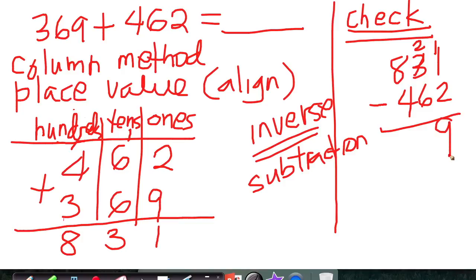Now again, you can't take away 6 from 2, so 2 will borrow from 8, and 8 becomes 7, and 2 essentially becomes 12. So 12 take away 6 is 6, and then proceed to the hundreds place. We have 7 take away 4 is 3. Then we could say that our answer is correct.